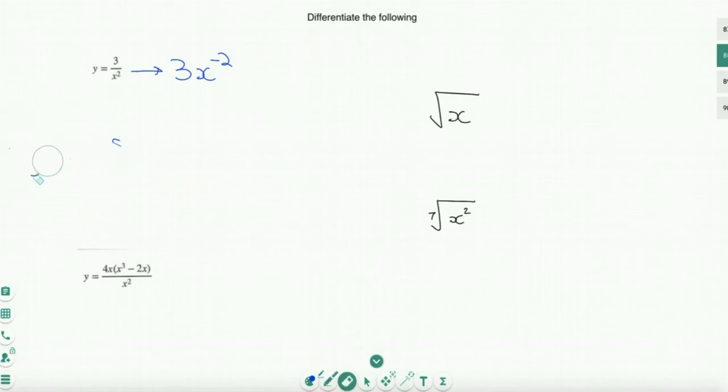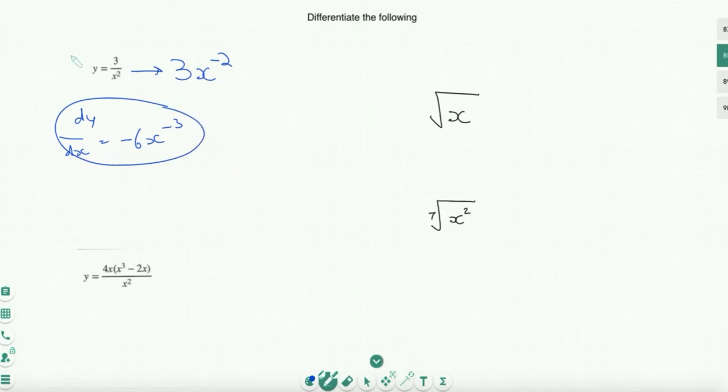So that's step 1. Get rid of that fraction. So it's 3x to the power of negative 2. And then now we can differentiate it. 3 times negative 2 is negative 6x. Negative 2 minus 1 is negative 3. And that's our answer.